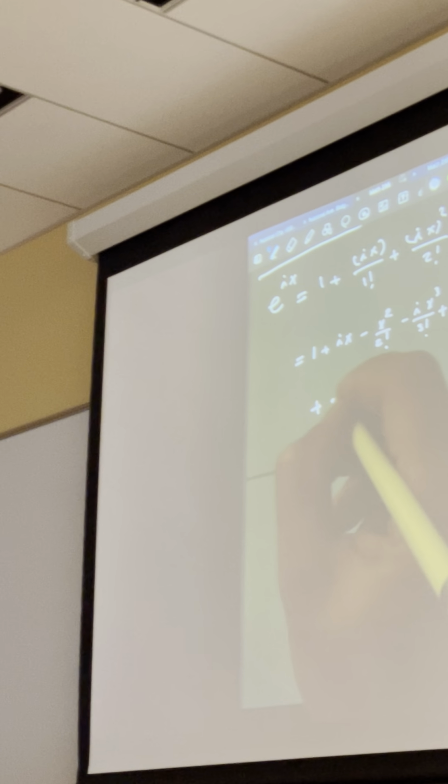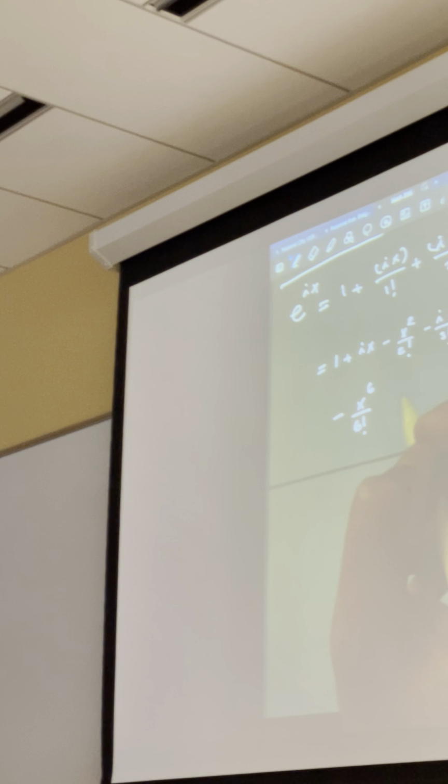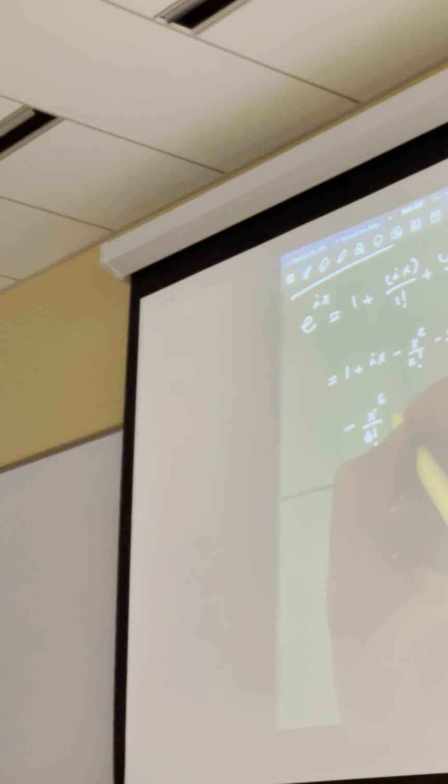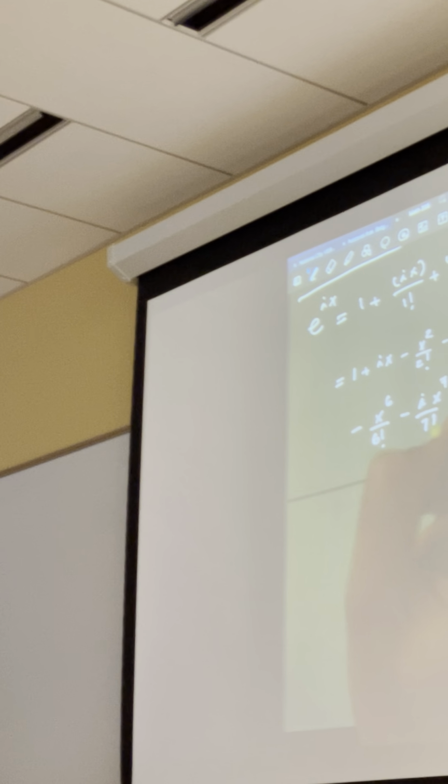So it's negative x to the power of 6 over 6 factorial. Seventh one would be 7 mod 4 is 3, so it's negative i, so it's going to be negative i x to the power of 7 over 7 factorial. And then 8 would be just going back to 1 again, because 8 mod 4 is just 0, so you get x to the power of 8 over 8 factorial, and keep going.